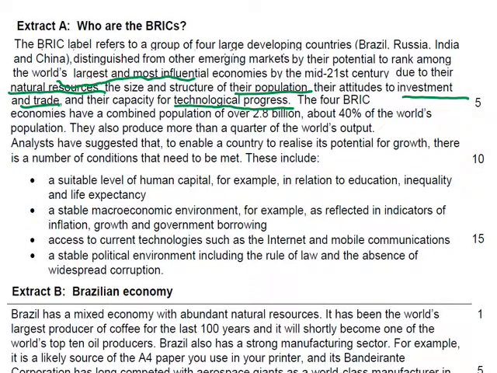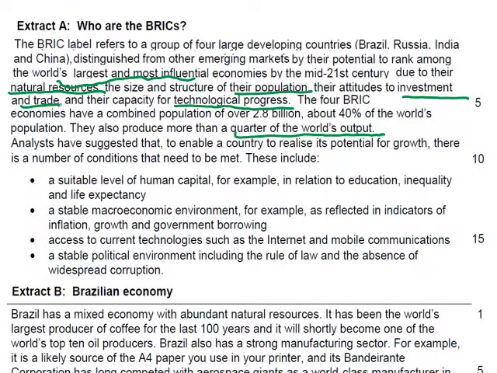their capacity for technological progress, so they are attempting to move their economies towards more advanced technology. The 4 BRIC economies have a combined population of over 2.8 billion, about 40% of the world's population, so that'll be a significant market in the future. They also produce more than a quarter of the world's output. So in terms of output of goods, they are significant.